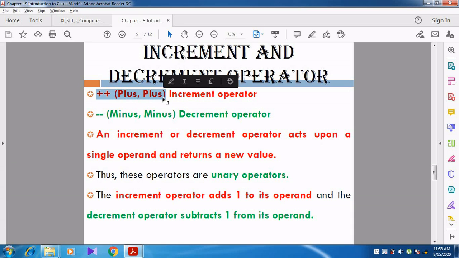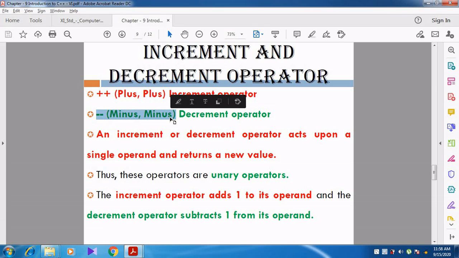We used to call it plus plus. So plus plus is called the increment operator. Minus minus is called the decrement operator.